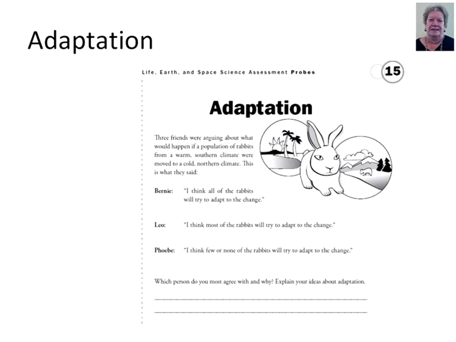So I don't know if you can see this, but quickly, these friends were arguing about what would happen if the rabbits from the southern climate moved to the cold climate. And one person says, okay, I think they're all going to try to change to adapt. And somebody else says, I think most of the rabbits will try to change. And Phoebe says, I think few or none of the rabbits will try to change. Well, Phoebe's right, because as we know, rabbits can't try to change. They aren't going to choose to change, and they aren't going to change over their lifetime. But again, it's just one way of looking at this information.